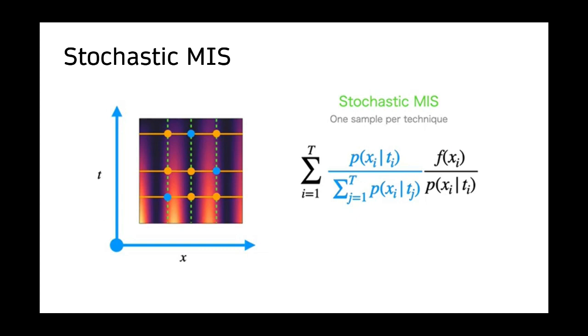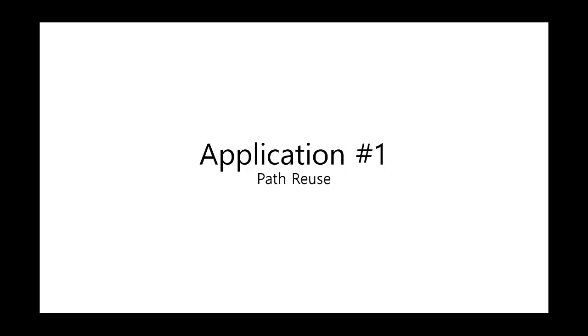If we use these approximated weights in a T-sample CMIS estimator, we have the following. This appears to be a multi-sample MIS estimator with a balanced heuristic. But here, the key difference is that the techniques are chosen stochastically. Then, where can CMIS be used? From now on, I will talk about the two applications in the paper.